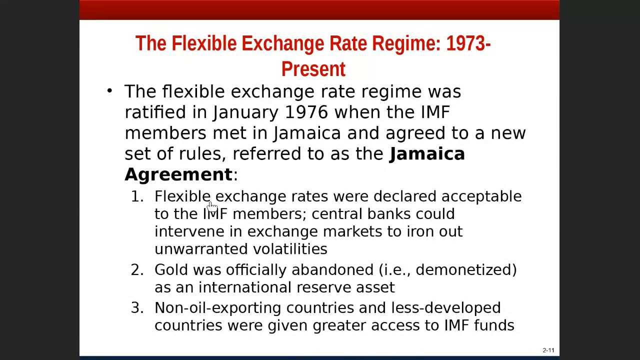Under this regime, flexible exchange rates were declared acceptable to the International Monetary Fund's members. Central banks could intervene in exchange markets to iron out unwarranted volatilities. Gold was officially abandoned, or demonetized, as an international reserve asset. Non-oil exporting countries and less developed countries were given greater access to international monetary funds.